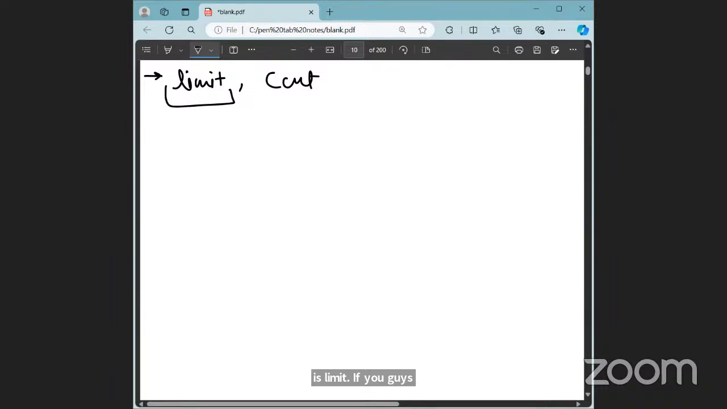Okay, so let's start. We'll start with differentiability. You are already familiar with continuity and limit, I hope. The main concept is limit. If you are able to understand the limit, then continuity is nothing but a limit which has a particular value, and that value should be equal to the value of the function, right?